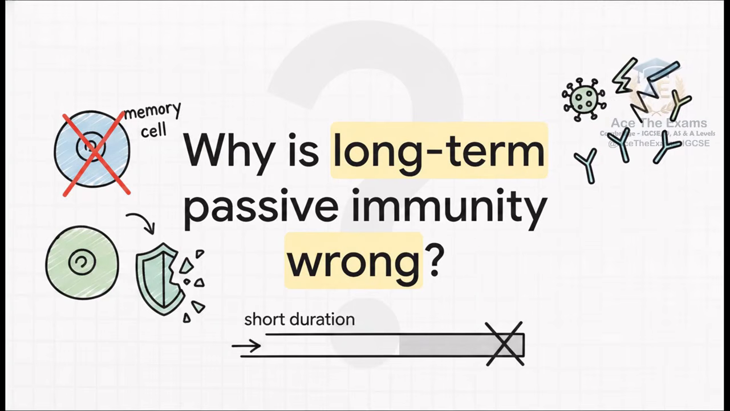Why would an examiner immediately deduct marks for this specific claim? A student writes that maternal antibodies provide long-term natural passive immunity. Do you spot the error? The fatal mistake is pairing the word long-term with passive. Remember our core definition from earlier? Passive immunity literally means no memory cells are created. Therefore, it is biologically impossible for it to be long-term. It is strictly 100% short-term.